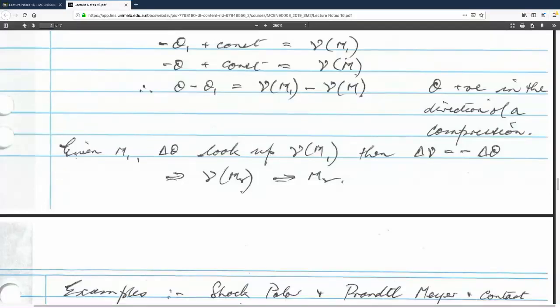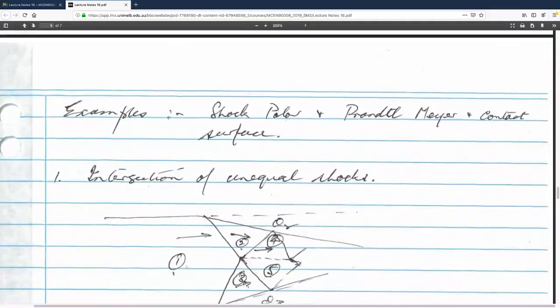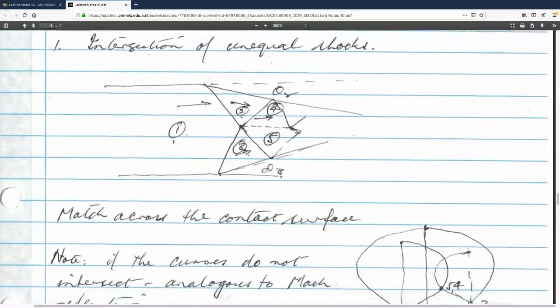So let's talk about some examples. What if I had the intersection of unequal shocks? Well, what would happen? I'm going to turn these two flows differently. So who knows what's going to happen? That's right. The shock polar won't be symmetrical. And I'll have to be careful how I use the shock polar, and I haven't quite explained that as well as I should have done.